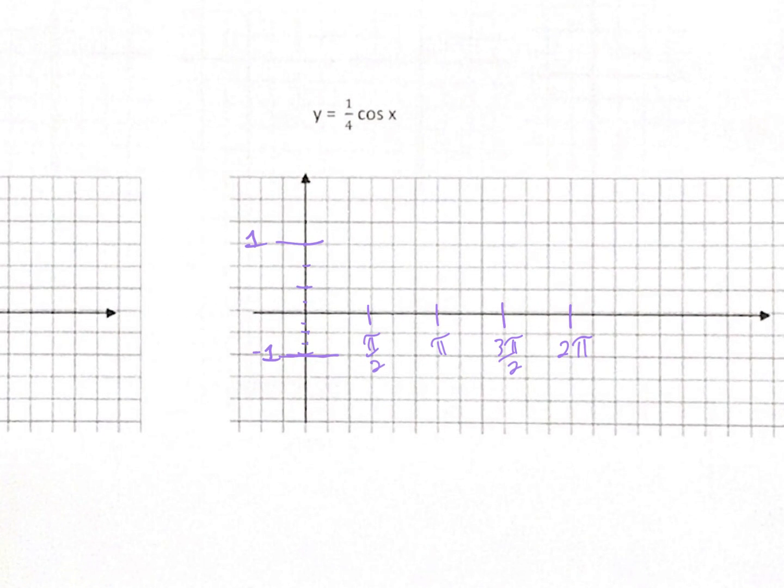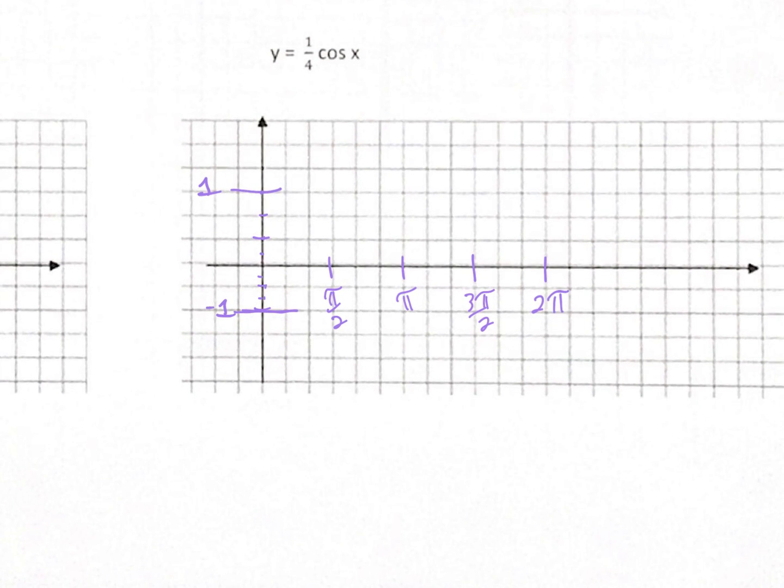To draw the 1/4 cosine x, that means cosine starts off the axis. So we're starting at 1/4, which is here. At pi over 2, we are at 0. At pi, we're at negative 1/4, and then 0, and then positive 1/4 again.